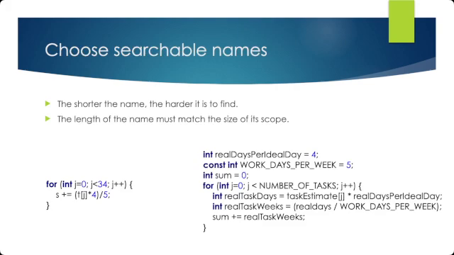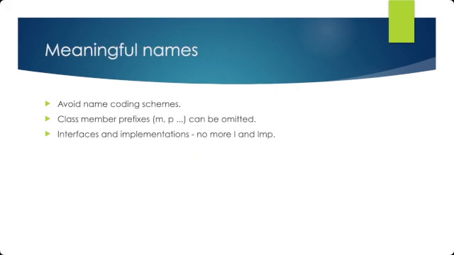But if you use some constant which can be used in the whole of your project, of course the name should be very long and understandable, like work days per week, number of tasks, and another example.